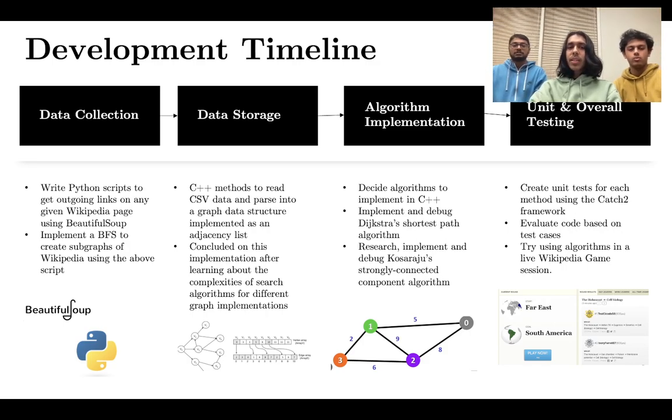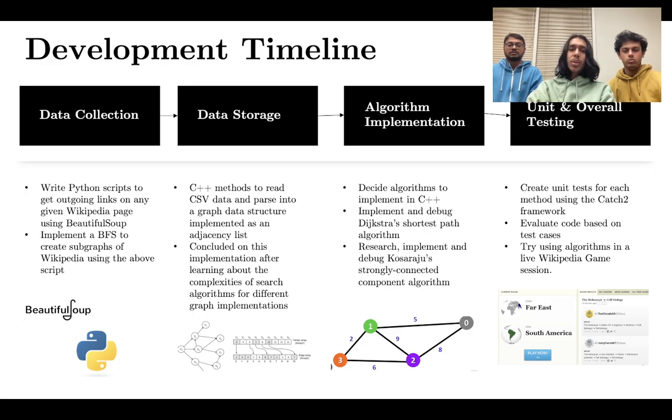The second step was storing this data. So we wrote methods called parse from file, and this would take the CSV formatted as source pages to destination pages and store that as a graph as an adjacency list. And next we had to actually implement the algorithms, and we decided on Dijkstra's for shortest path and a strongly connected algorithm because it fit the project very well. Finally, we wrote unit tests using the Catch2 framework and also tried using the whole system on an actual Wikipedia game session, which didn't work as well as we would have liked, but we'll talk about that later.